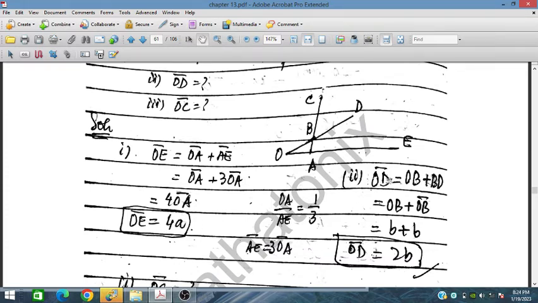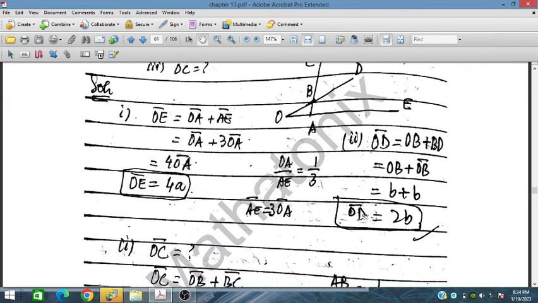In the second part, OD is equal to OB plus BD, and BD is basically OB, so this is b plus b, which is 2b. So OD is basically 2b.